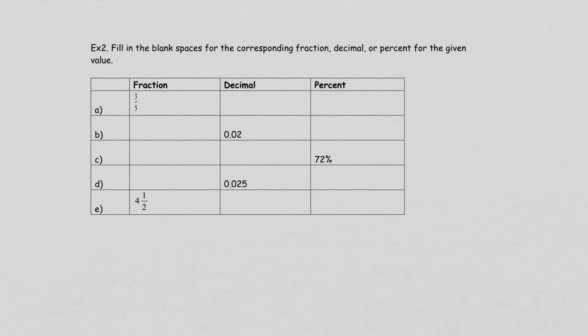Okay, what about this one? We have a fraction given, we want to write it as a decimal, so I will do 3 divided by 5. I get 0.6. Change it to percent, move the decimal to the right 2 spaces. That will give me 60%. Or multiply by 100. Either method will give the same percent. If you have a decimal given, 0.02, the percent will be multiplied by 100, so it will be 2%.